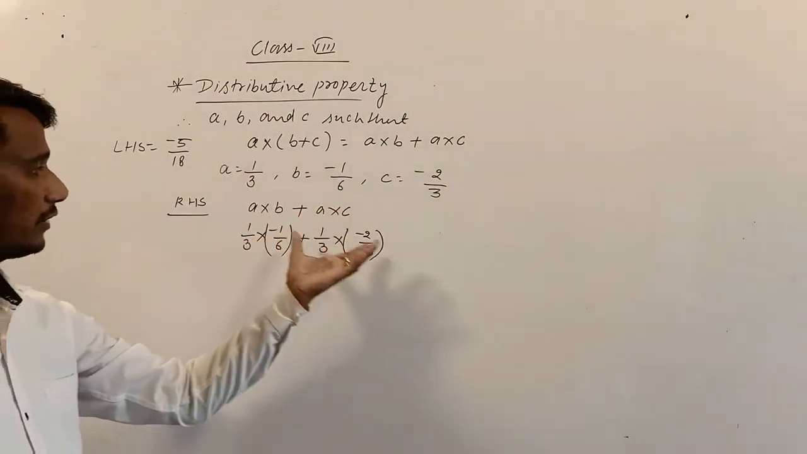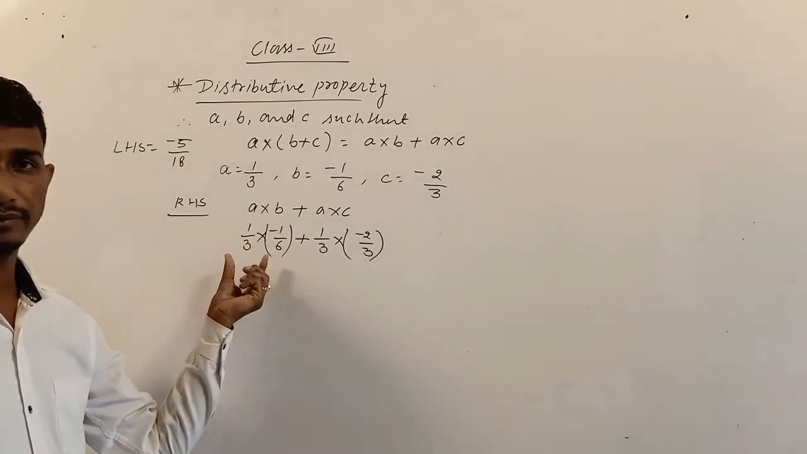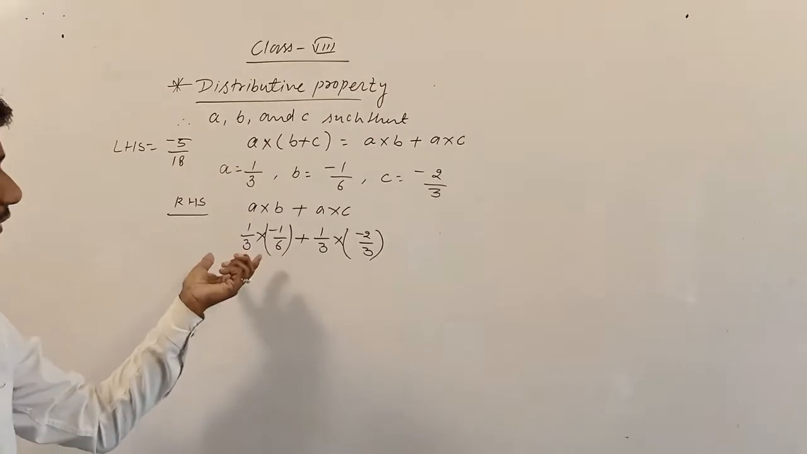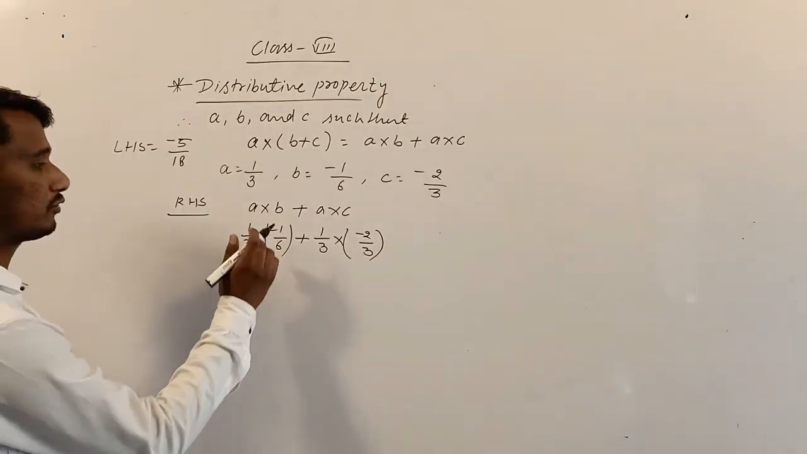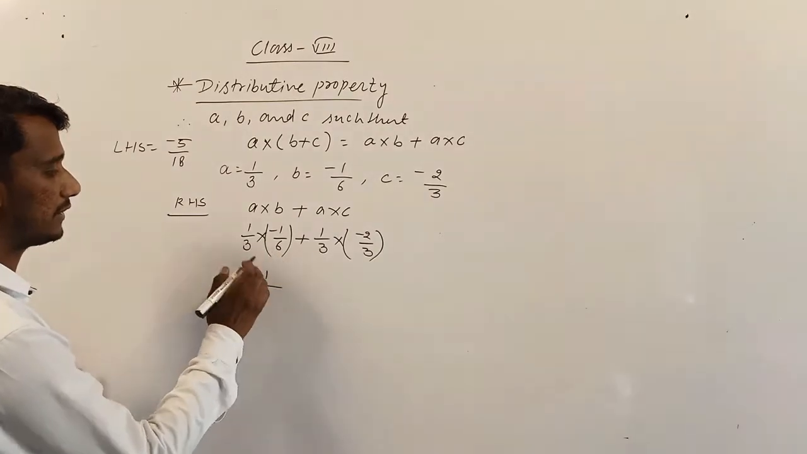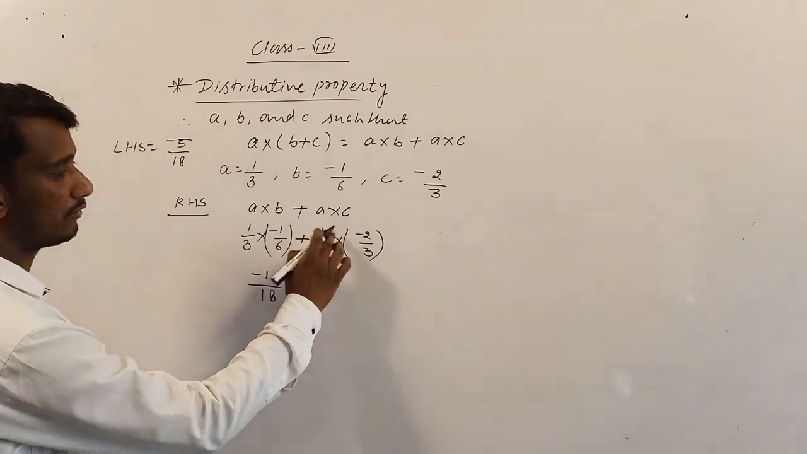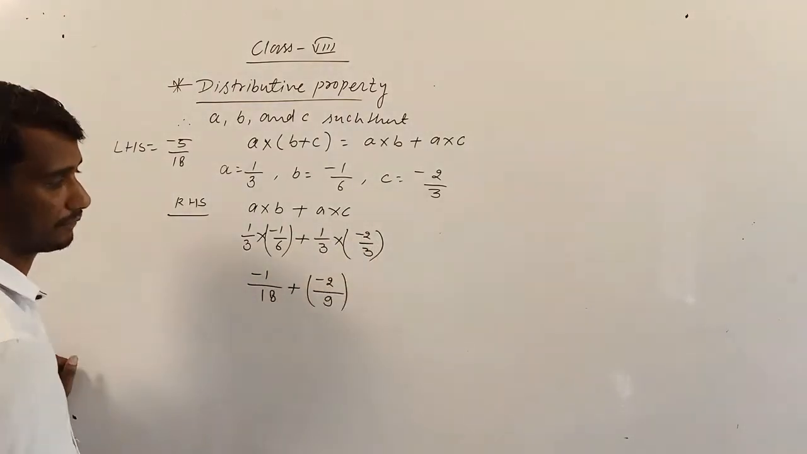So again we have used BODMAS rule. We have multiplied first because in the bracket only one term is given, so directly we can open the bracket and multiply first. So 1 into minus 1, 6 3s are 18. From the next term we will get 1 into minus 2, 3 into 3, 9.